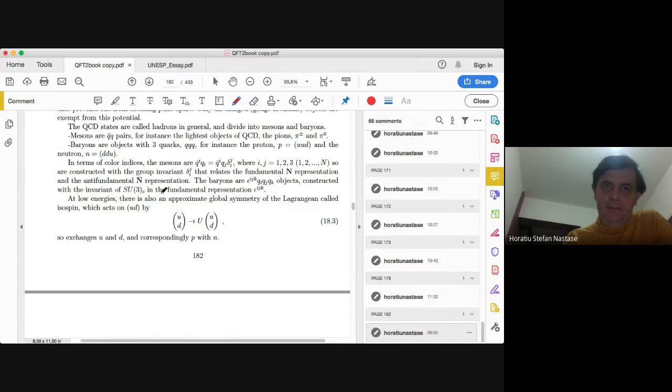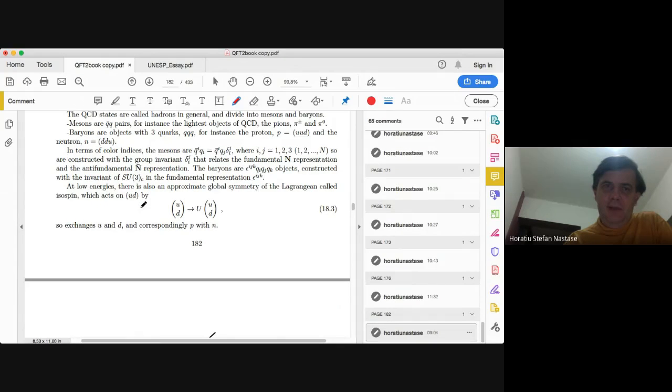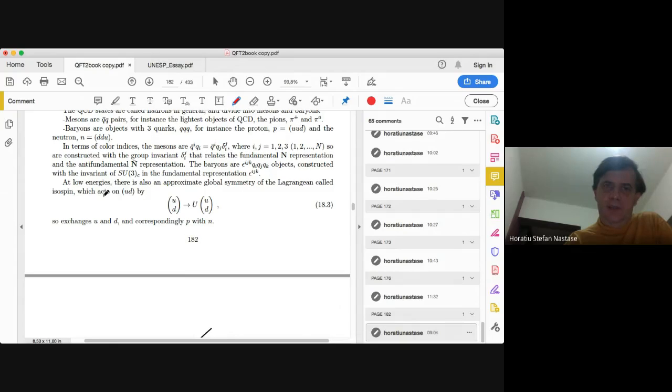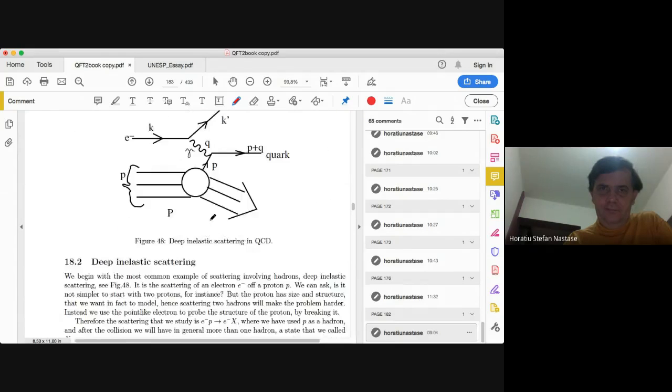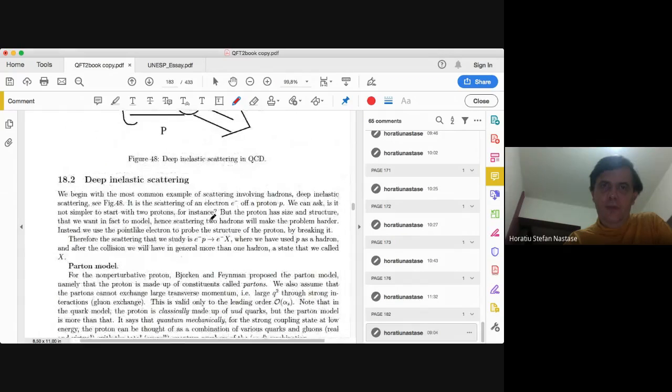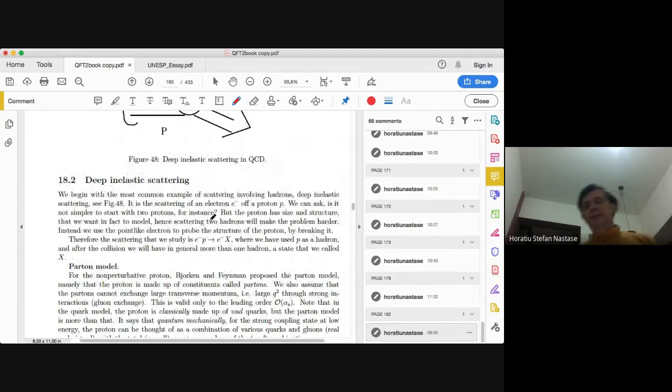Now, at low energy, there are also approximate global symmetries of the Lagrangian, called isospin, that rotate up and down quarks. So there's an SU(2) matrix that acts on u and d and rotates them. All right, so this was QCD.